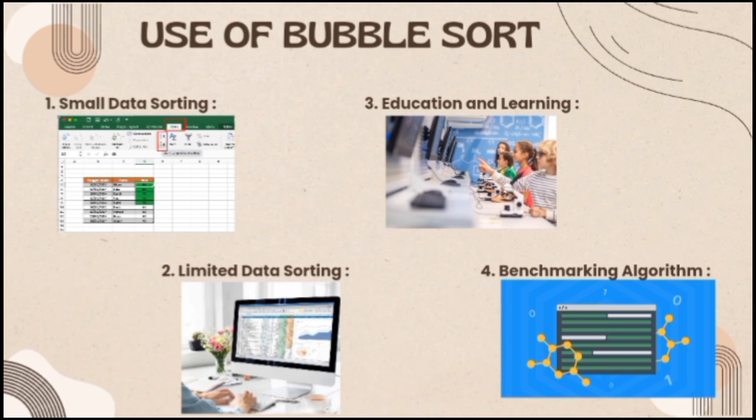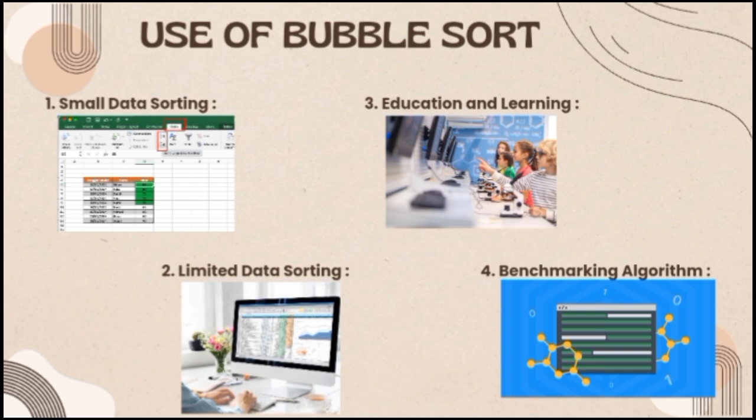Third is education and learning. Bubble sort is often used in an educational context to help students understand basic sorting concepts and algorithms. Its use here places greater emphasis on clarity and understanding of the algorithm rather than computational efficiency.